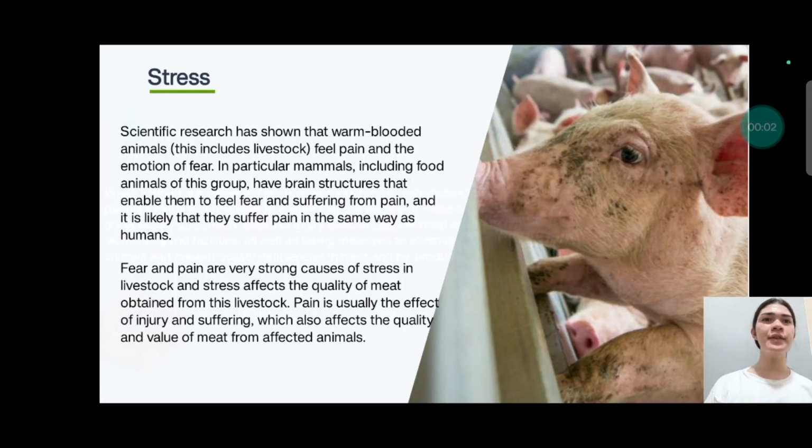Stress. Scientific research has shown that warm-blooded animals feel pain and the emotion of fear. In particular, mammals, including food animals of this group, have brain structures that enable them to feel fear and suffering from pain, and it's likely that they suffer pain in the same way as humans. Fear and pain are very strong causes of stress in livestock, and stress affects the quality of meat obtained from the livestock. Pain is usually the effect of injury and suffering, which also affect the quality and the value of meat from affected animals.